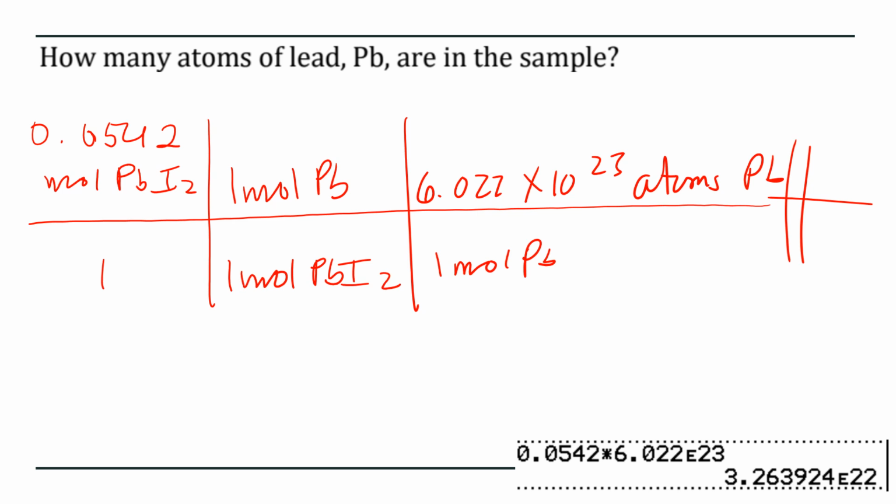So 0.0542 times 6.022 times 10 to the 23 equals 3.26394, blah, blah, blah, E22. So remember, E22 is times 10 to the 22. We had 3 sig figs. So 3.26 times 10 to the 22 atoms of Pb.